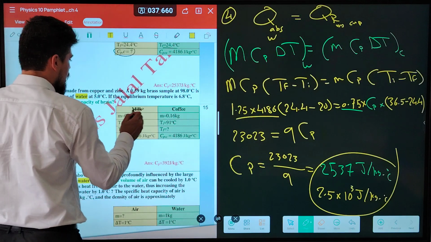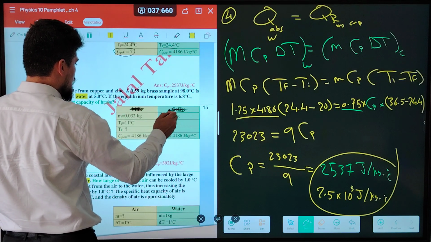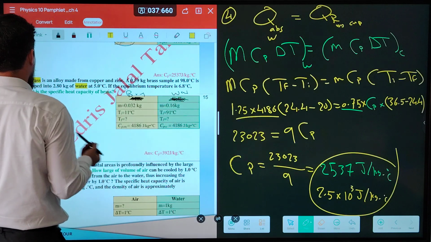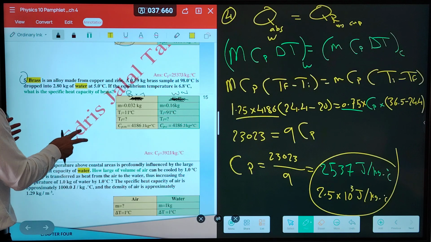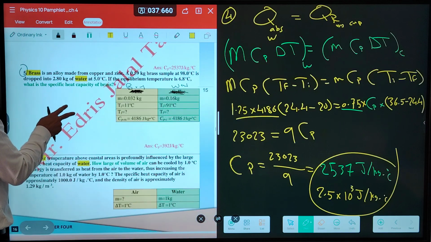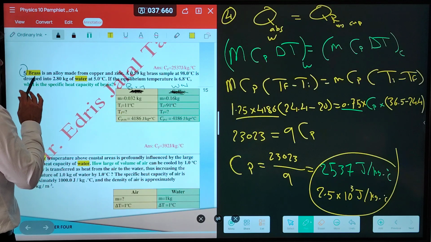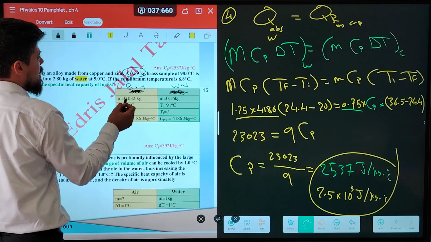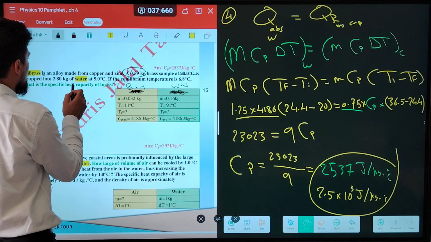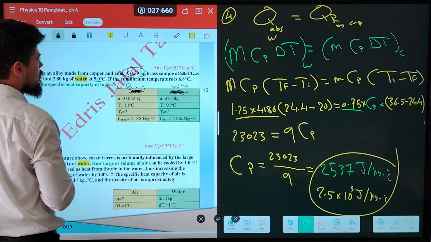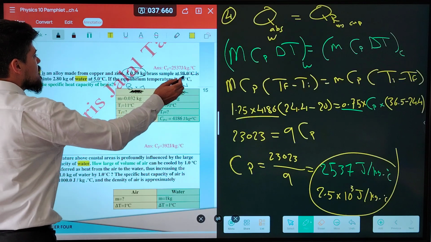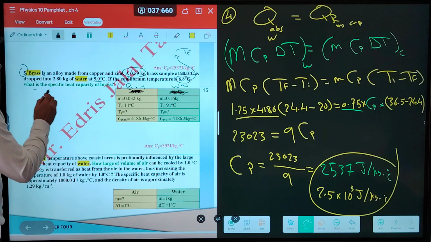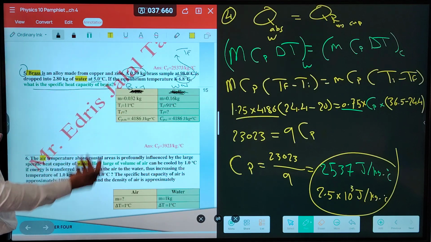Question 5, guys, the table is wrong. This is brass and water. Question 5 is exactly the same question as question 4. It's not necessary to solve, I will just give you a brief about question 5. We have two substances, brass and water. Mass of the brass and initial temperature, dropped into 2.8 kilograms of water. The equilibrium temperature is 6.8. This equilibrium temperature is T final. What is unknown? The specific heat capacity of the brass. Exactly the same thing.